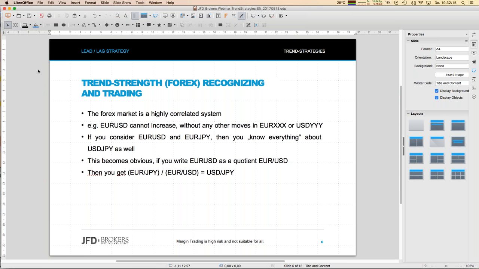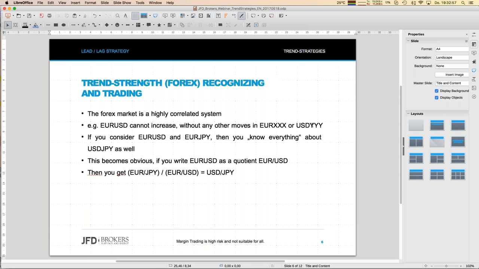That means if we look at all other pairs like euro XXX or US dollar YYY, so that stands for example, euro Canadian dollar, euro British pound, whatever, or US dollar Canadian dollar, US dollar Australian dollar, so whatever comes with the US dollar. What's impossible is that, for example, euro US dollar increases, and you don't find any other movement in all the other pairs.